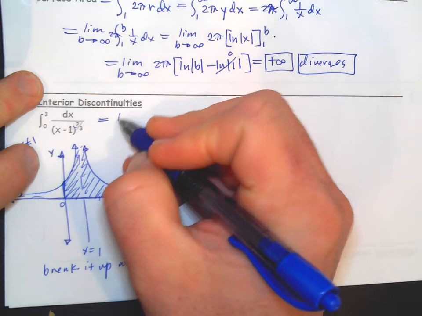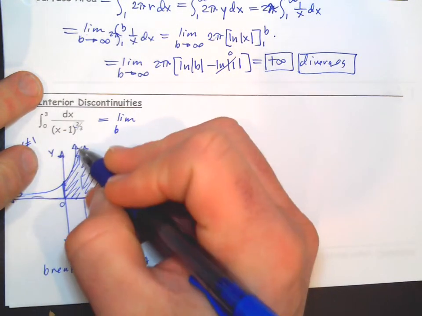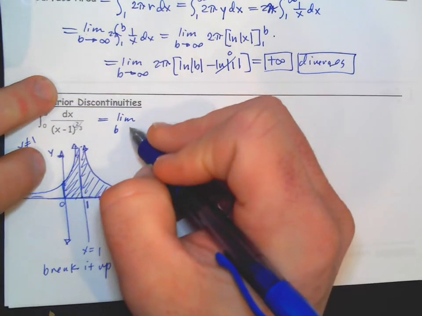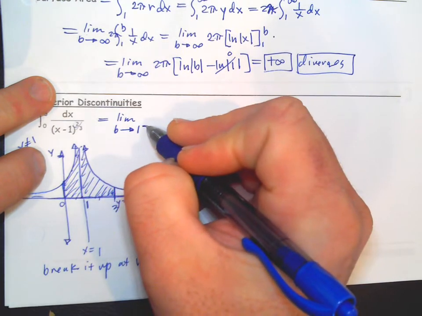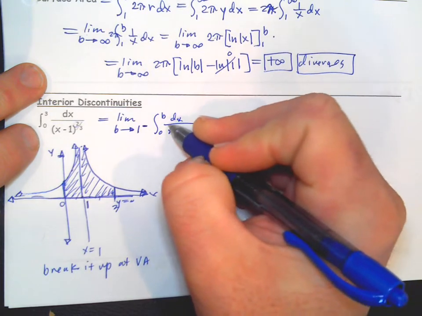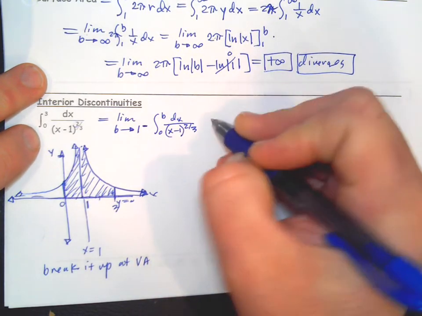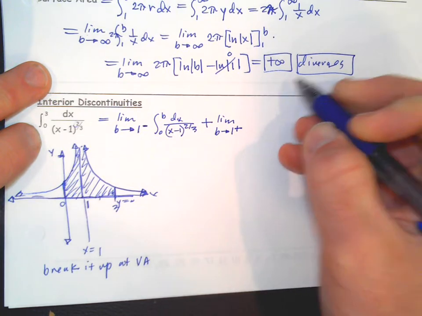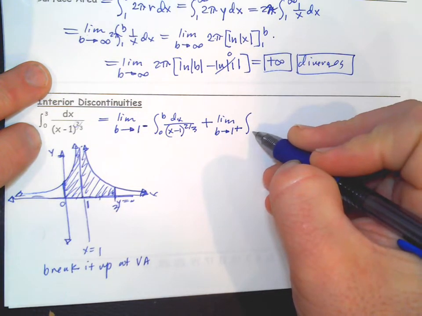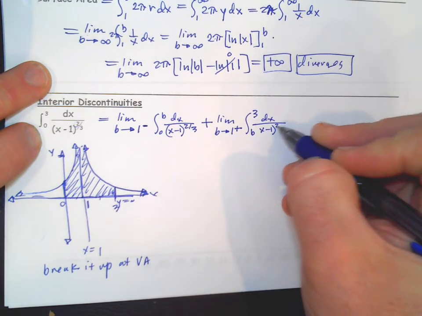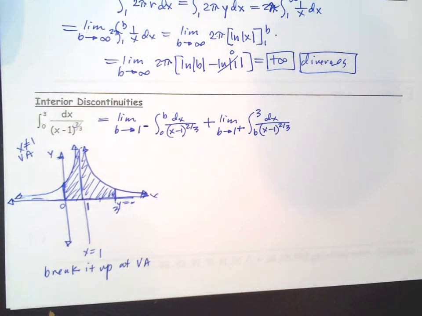We're going to say, again, it's got to be a limit because you can't actually plug 1 in because the function doesn't exist there. So we've got to approach it from both sides. We're going to take the limit as b approaches 1 from the left-hand side, of the integral from 0 to b of dx over (x minus 1) to the 2/3. That's going to take care of the left half. And then we take a limit as b approaches 1 from the right side, a one-sided limit, of the integral from b to 3 of dx over (x minus 1) to the 2/3. So that's the basic idea: we have to split it up, and we have to approach the vertical asymptote with one-sided limits.